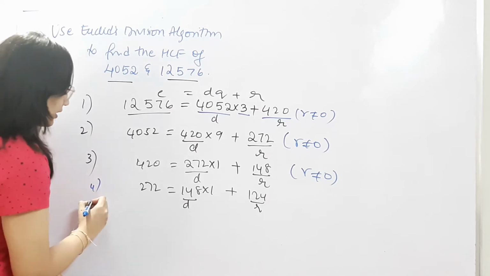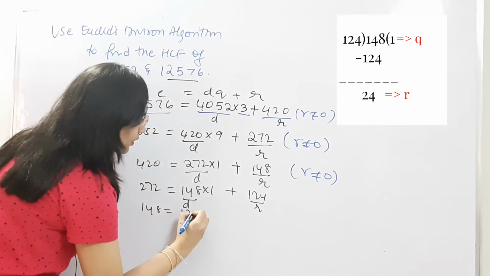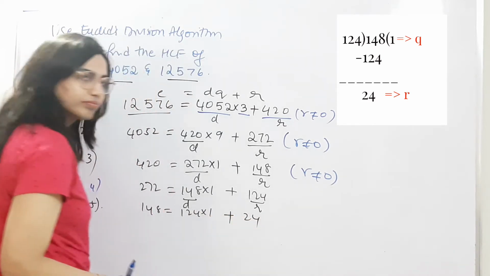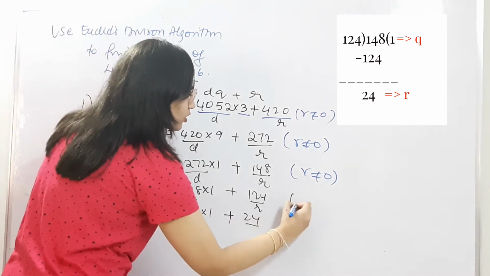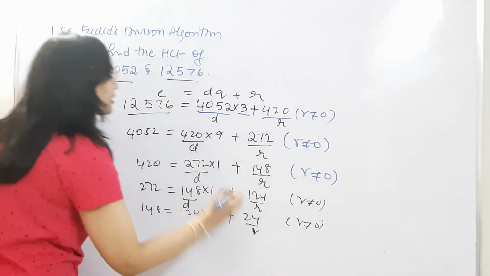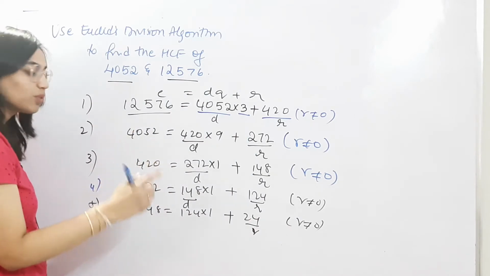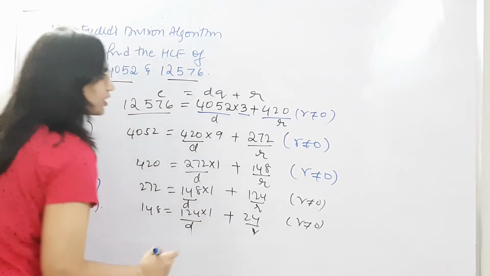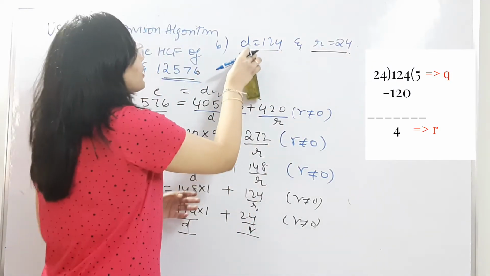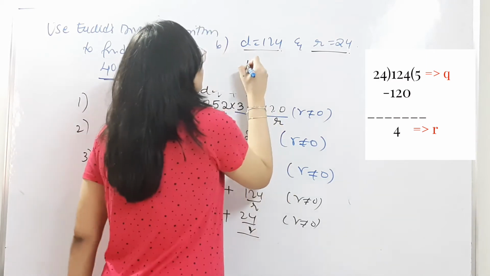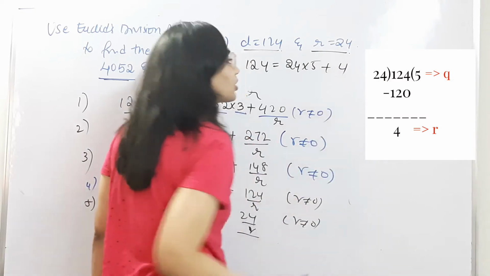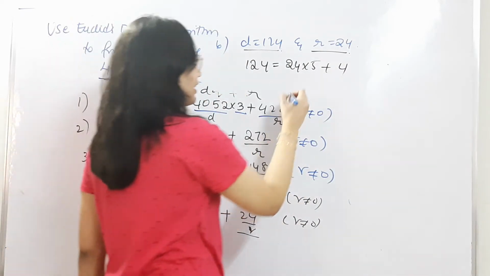Okay. Now 148 is equal to 124 into 1 plus how much? 24. Right? And here also the remainder is not equal to 0. See the number of iterations that we need to do to get to the remainder as 0 here. Take D as 124 and R as 24. Then we get 124 is equal to 24 into 5 plus 4, because 24 fives are 120 and we add 4. Here what is the divisor?